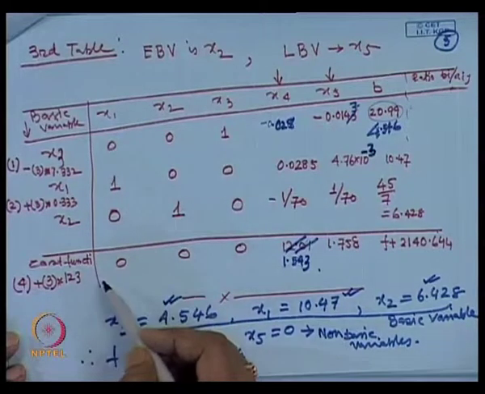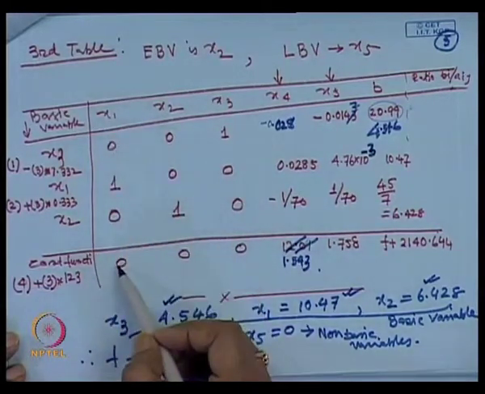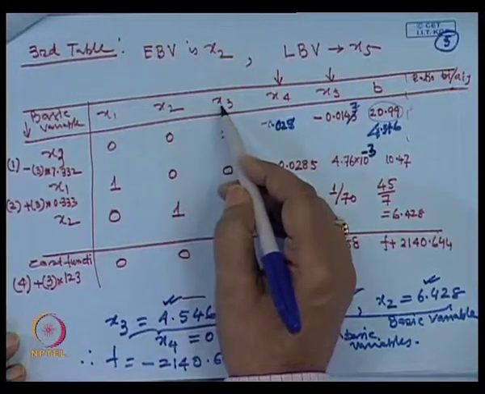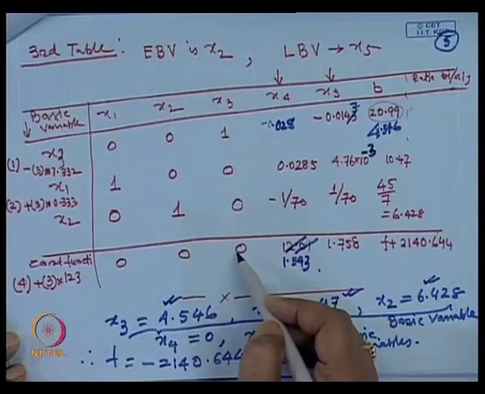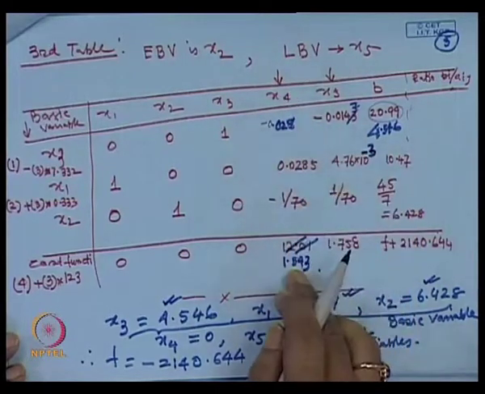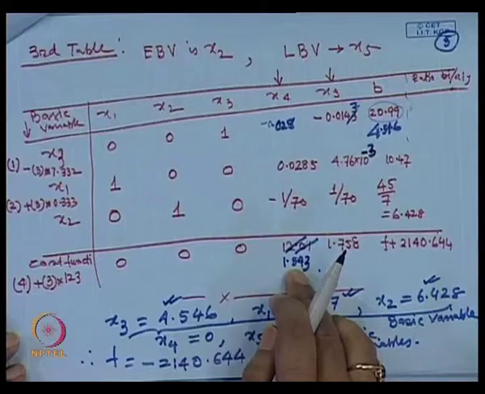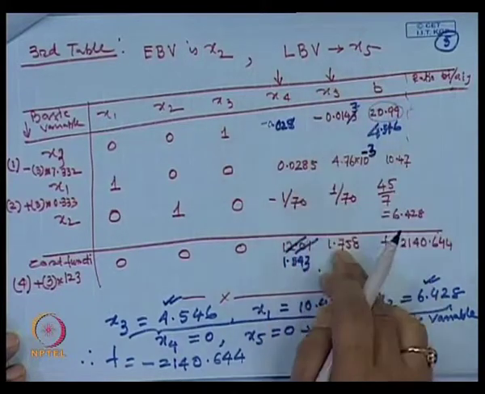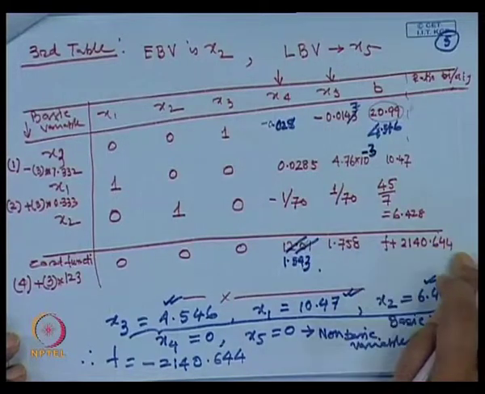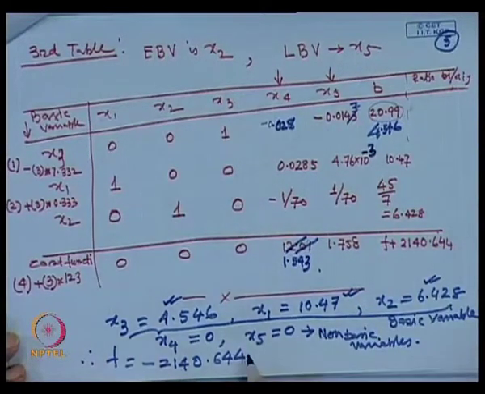And what is the cost function value? x 1 multiplied by 0, plus x 2 multiplied by 0, plus x 3 multiplied by 0. x 4 is a non-basic variable, its value is 0, so 0 multiplied by this non-zero quantity is 0. So, this quantity is equal to 0, which means f is equal to this one.